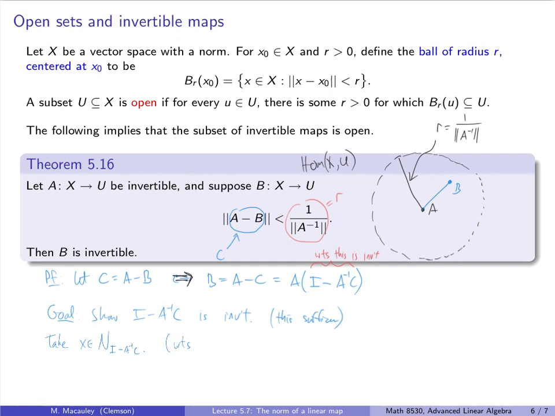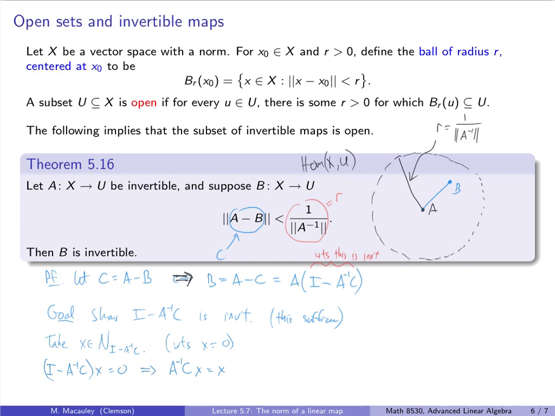We want to show that x is 0. Okay, so I don't know, what do we do? Let's take I minus A inverse C times x, which is equal to 0. And let's see where this gets us. If we multiply this out, we get that A inverse C times x equals x.